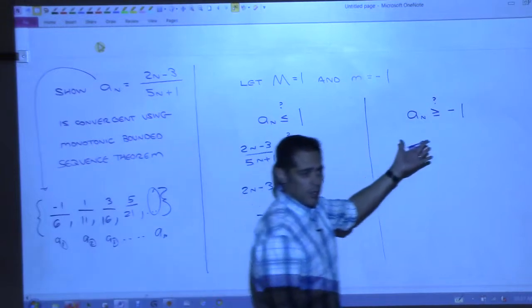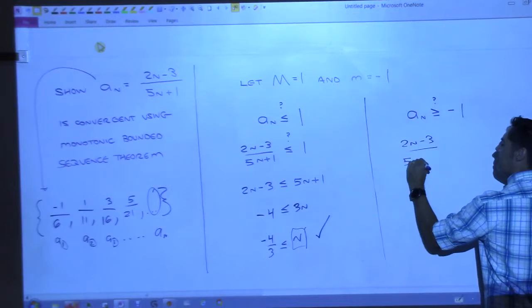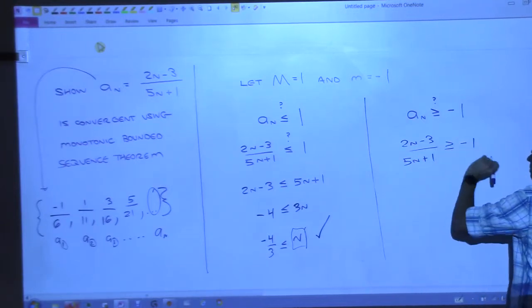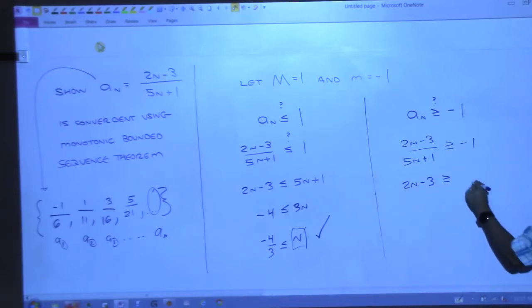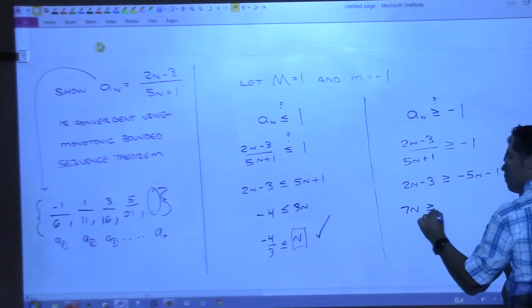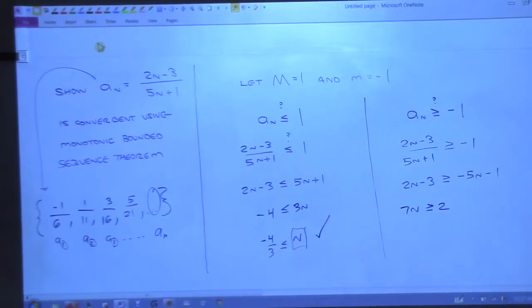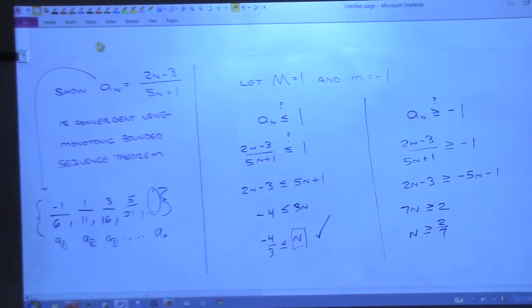Okay, now let's see if this one's true. Same exact setup. (2n minus 3) over (5n plus 1) is greater than or equal to negative 1. Multiply both sides by 5n plus 1, but now they're going to become negative. And then move everything to one side. 7n on this side. And then over here, it'll be greater than or equal to 2. And then divide by 7. Is n bigger than or equal to 2/7? Yes, because n starts at 1. So this is true, which means this is true.